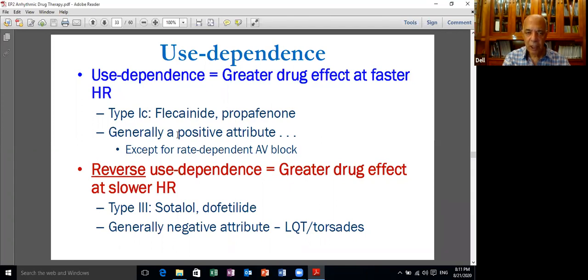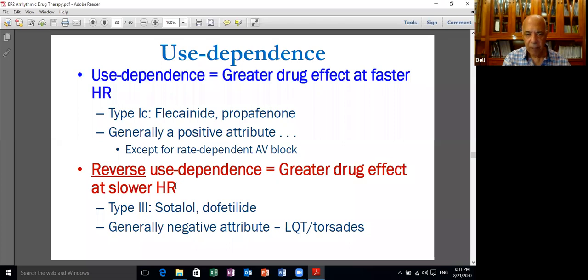Except in one condition, which is rate-dependent AV block, because sometimes these drugs produce AV block, so if they get fixed to the channel at a faster heart rate, they are more prone to block AV conduction. And the reverse, which is called reverse use dependence, means a greater drug effect at a slower heart rate.